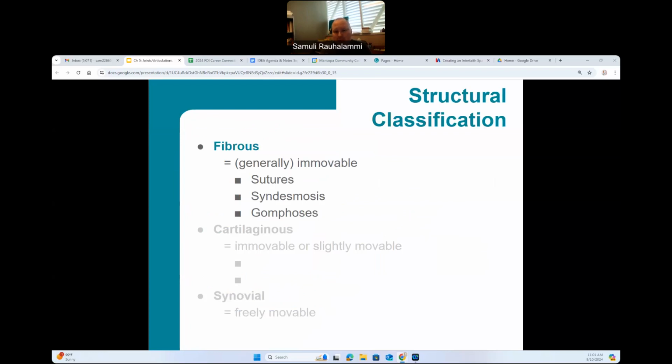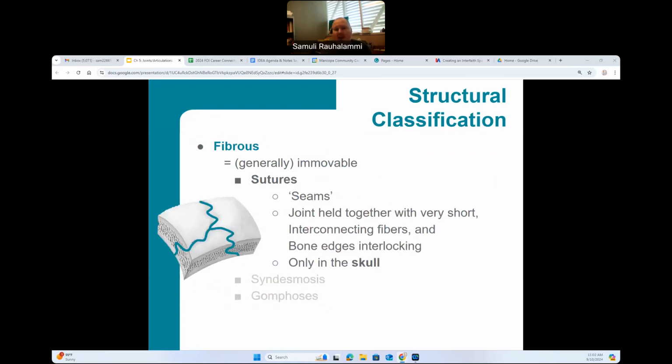So let's start with the fibrous joints. In fibrous joints, the bones are united by fibrous tissue, and there are three main types. The first of these is sutures. Sutures are immovable joints, and they are found only in the skull. Last week when we looked at the bones of the skull, we saw that they had very ragged edges. Those ragged edges fit very nicely together, forming interlocked bone edges that come together as a strong immovable joint.